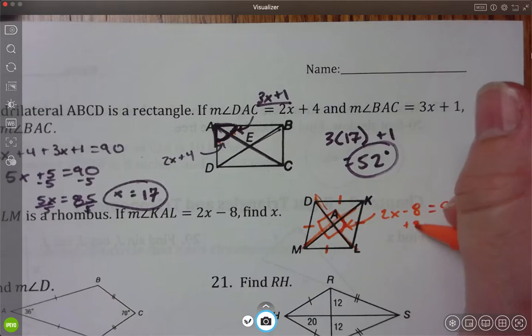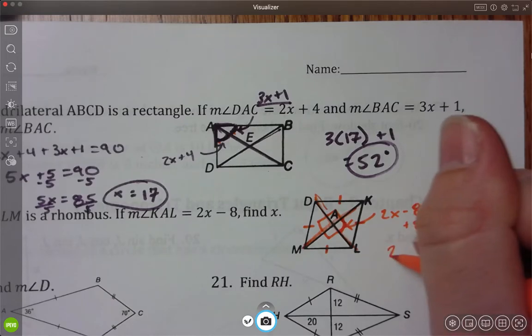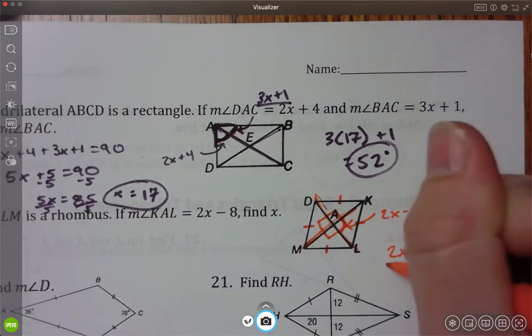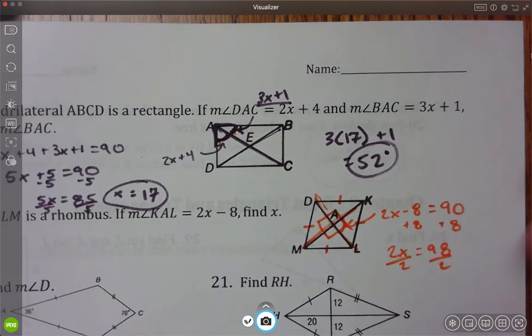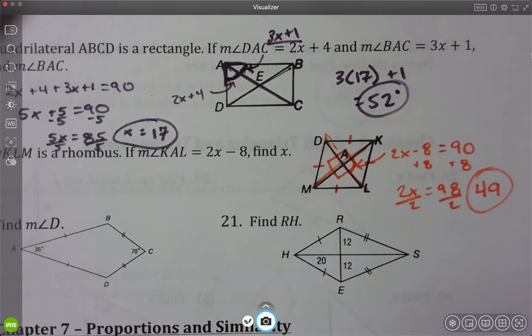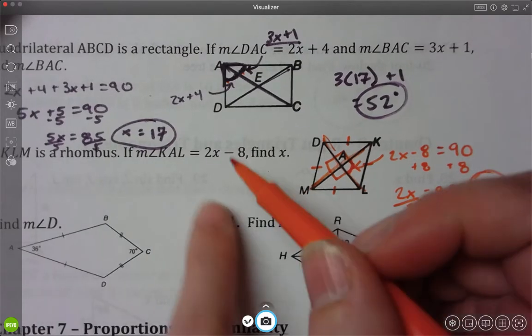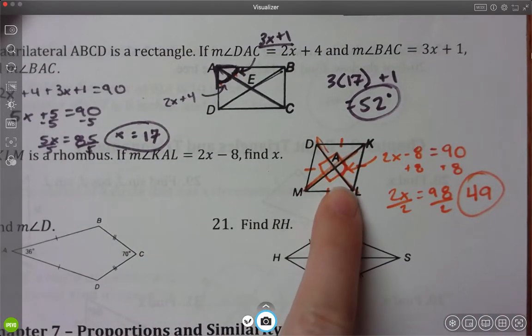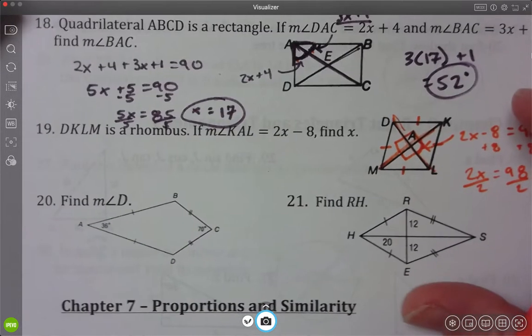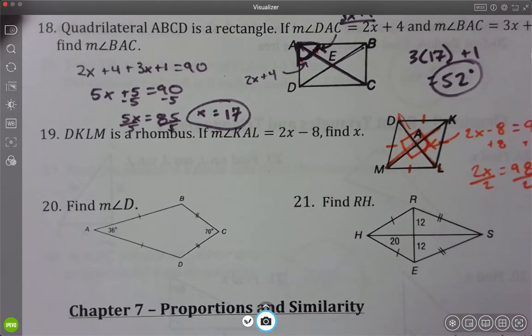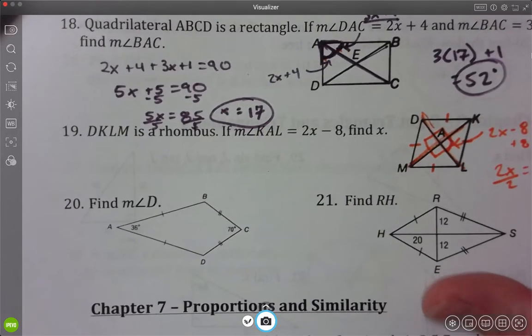And then add the 8 to the other side. So 2x equals 98, divided by 2. 98 divided by 2 is 49, I believe. Yes, 49. Okay, so they just had to find x. We didn't actually have to solve for anything else, because really if we would plug back into KAL, we would know that it was 90, which we already know. But 49 is what x is, okay?